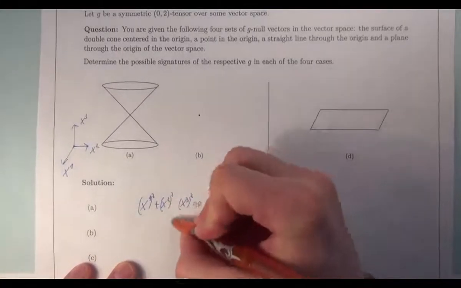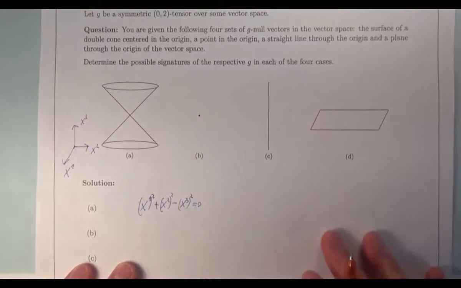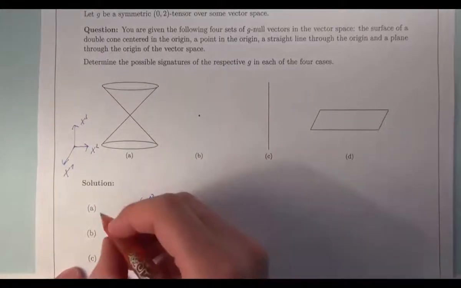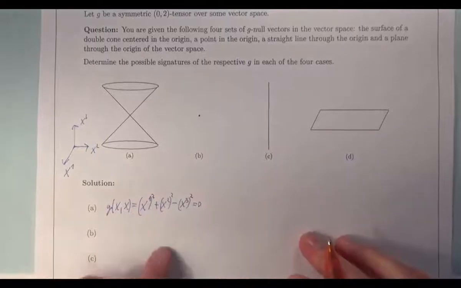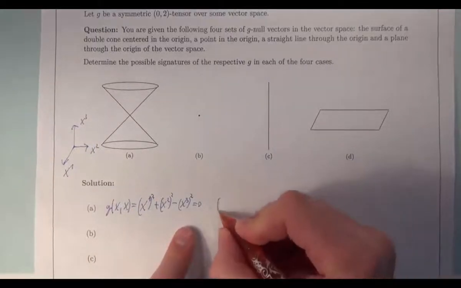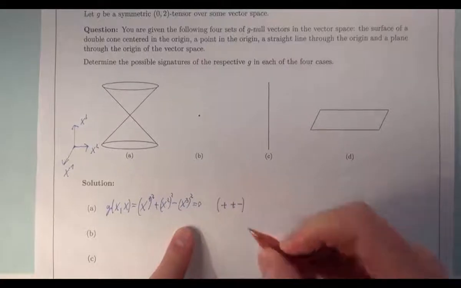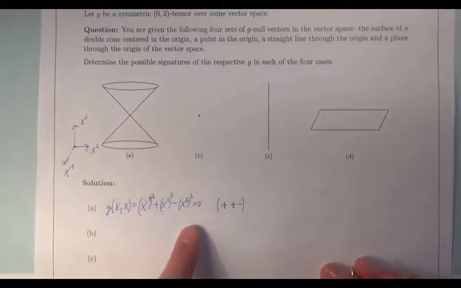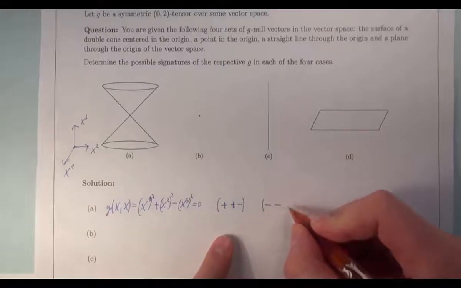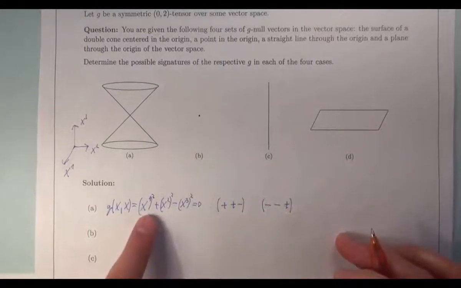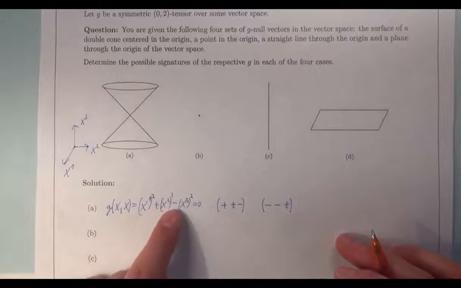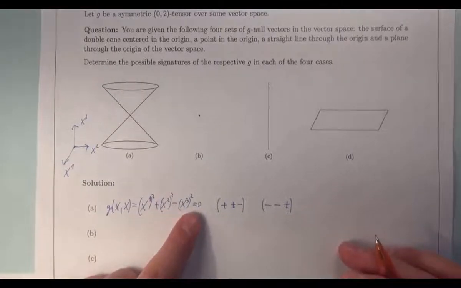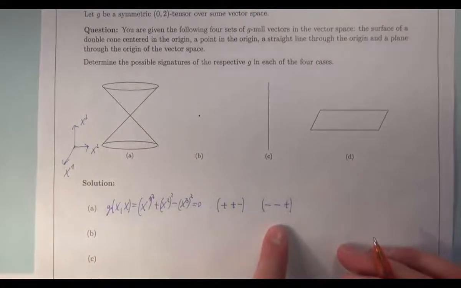Minus x3 squared equal to 0. This can be fulfilled by g of x, x in the following signature sense. We first take plus, plus, minus, which yields exactly that. But it also could be that we take minus, minus, plus, which yields the same equation, but with different signs. Here a minus, here a minus, here a plus. But since this is 0, we can just multiply with minus 1 and get the same result. So this is the signature for case A.